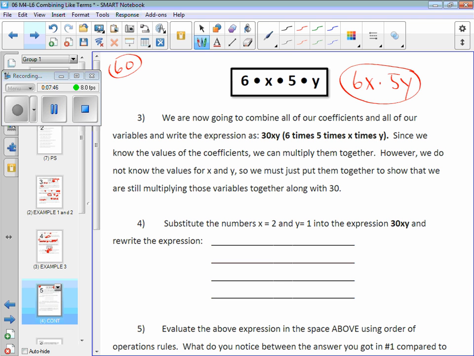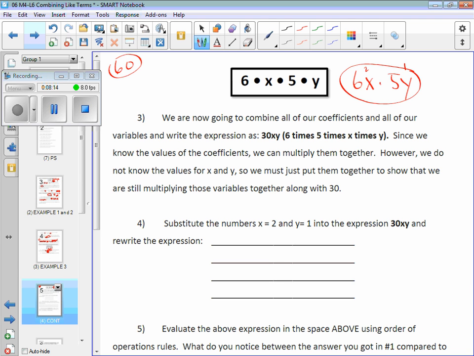6 times x, if we take the dot out, isn't that 6x? So far, so good. Times 5 times y, 5y. We're good. Okay, it's the same. And I will tell you this. If you are not sure, back on the last page, what did I tell you x was? 2. Okay, that's fine. You can call it out. And what was y? 1. Watch, ready? 2 and 1.